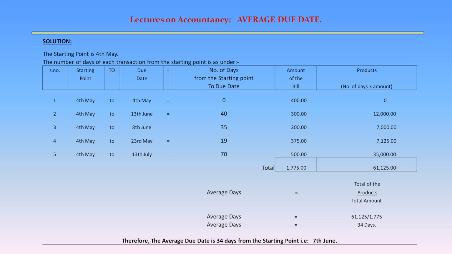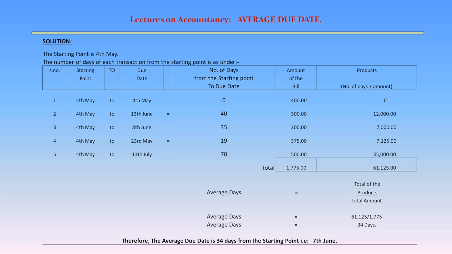1. 4th May to 4th May, 0 days, amount 400, product 0. 2. 4th May to 13th June, 40 days, amount 300, product 300 into 40, 12,000. 3. 4th May to 8th June, number of days 35, amount 200, the product 7,000. 4. 4th May to 23rd May, number of days 19, amount 375, the product 7,125. 5. 4th May to 13th July, 70 days, amount 500, the product is 35,000.